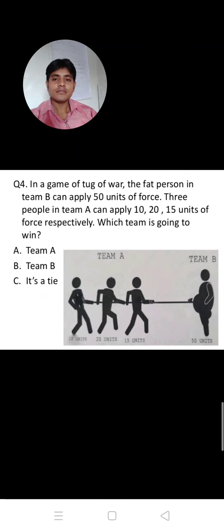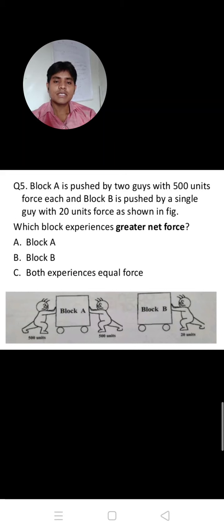Okay, let us see this next example. In a game of tug of war, the fat person in team B can apply 50 units of force. Three people in team A can apply 10, 20 and 50 units of force respectively. Which team is going to win? All of you give this answer. Then team B.